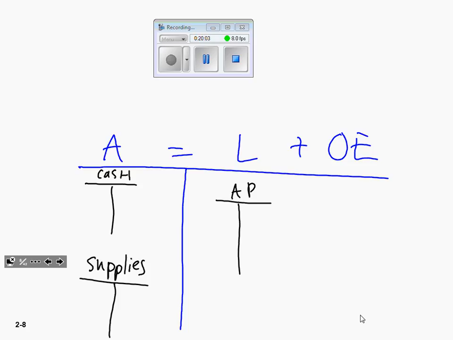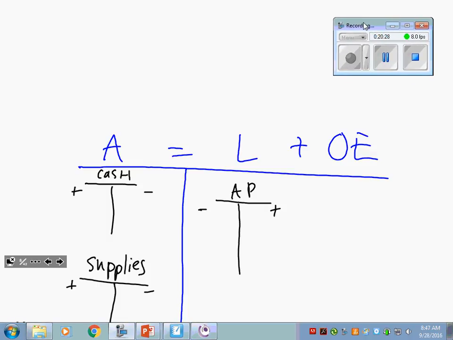We have debits and credits. I want you to do this real quick. Why did I flip-flop my plus and minuses when I got to the liability side? Why is the plus on the right instead of the left? Okay, the credit, we're on the right side of the big T. So we're going to do two transactions real fast.